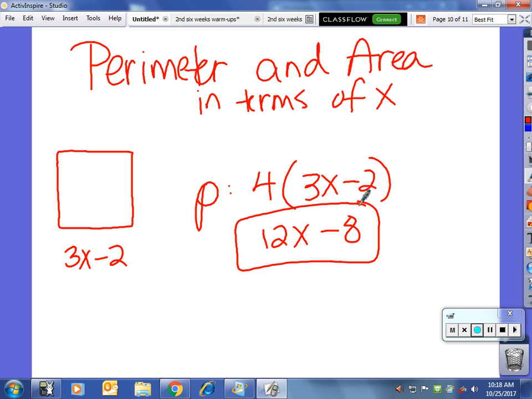Are we okay with that kind of problem? Basically, that's last night's homework that we just graded. Side times side is 3x minus 2 times 3x minus 2. Perimeter is stuff you should already know.